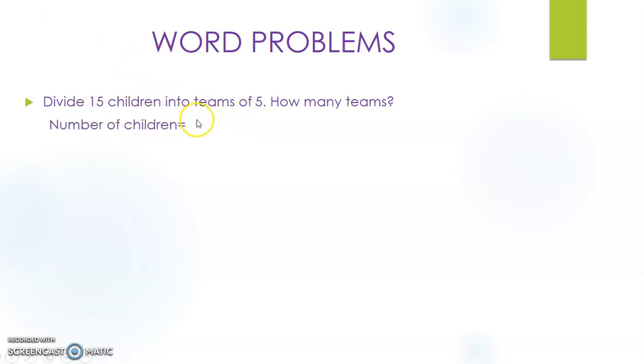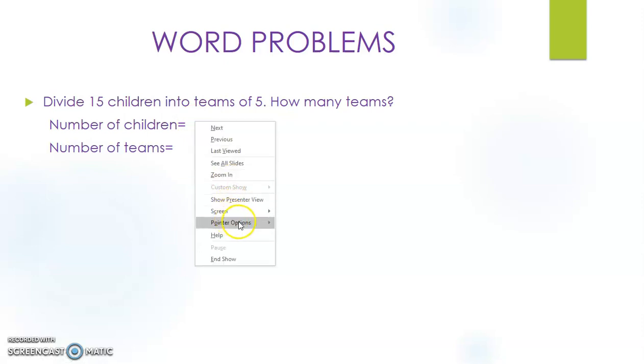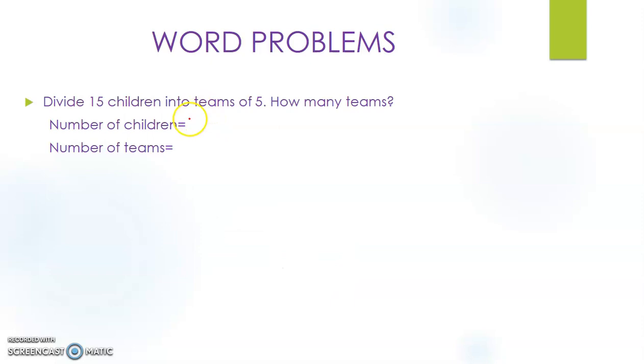So number of children, എത്ര children ഉണ്ട്? There are 15 children. അല്ലേ? So let's write 15. Number of children 15. Now number of teams into which they have to be divided. They have to be divided into 5 teams. അപ്പോൾ ഒരു ടീമിൽ എത്ര children ഉണ്ടാവും എന്നെങ്ങനെയാ ഫൈൻഡ് ചെയ്യുക? Total number of children എത്രയാണ്? 15. 15 children are to be divided into 5 teams.